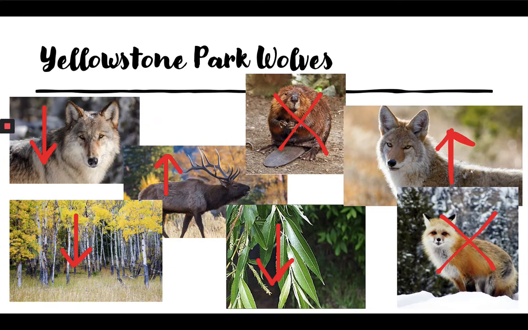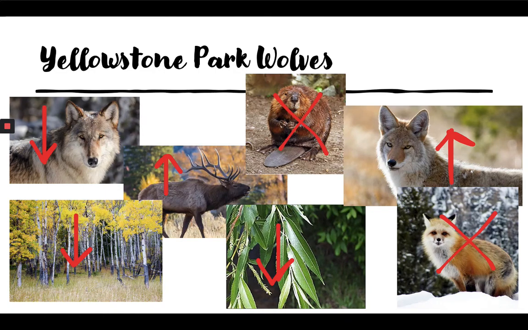The red arrows and X's show the result of removing the wolves from the ecosystem. As the wolf population went down, the elk population rose extremely. And as a result, those elk are going to eat those aspen trees and those willow trees. And as those trees' populations go down, the beaver population was completely erased from the ecosystem because the beaver relies on those trees to build its dams and for food.